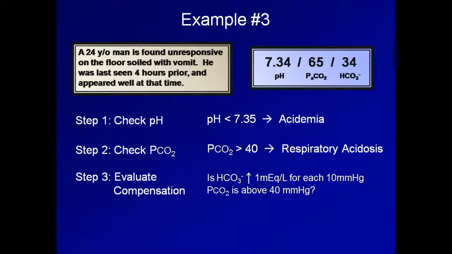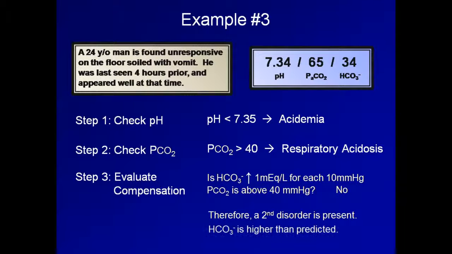This is significantly different from the measured bicarb of 34. Thus, a second disorder is present. The bicarb is higher than predicted, so the second disorder is a metabolic alkalosis. You might have expected this conclusion from the fact that despite a moderately elevated PCO2 of 65 on the ABG, the pH of 7.34 is remarkably close to normal, and as I've said before, compensation never returns your pH to normal.